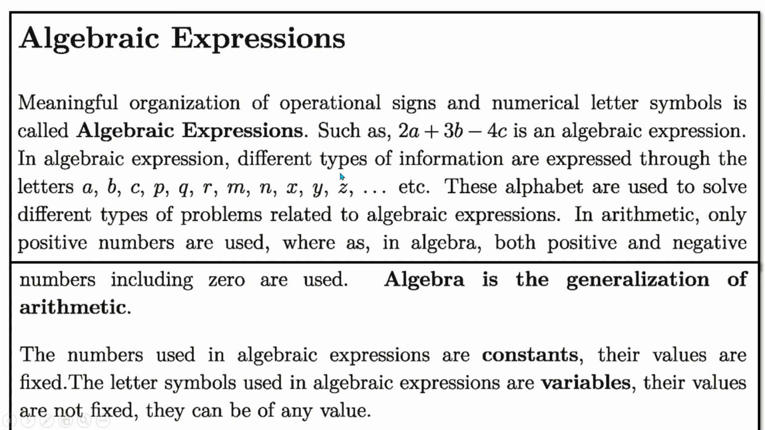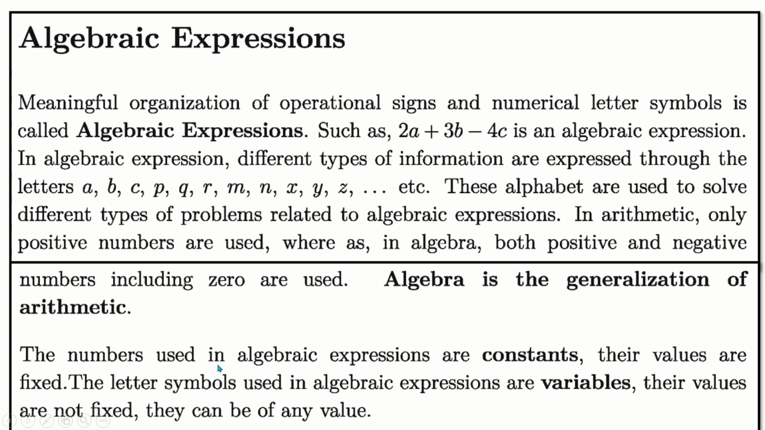In algebraic expressions, different types of information are expressed through the letters A, B, C, P, Q, R, M, N, X, Y, Z, etc. These alphabets are used to solve different types of problems related to algebraic expressions. In arithmetic, only positive numbers are used, whereas in algebra both positive and negative numbers including 0 are used. Definition of algebra, that means algebra is the generalization of arithmetic.